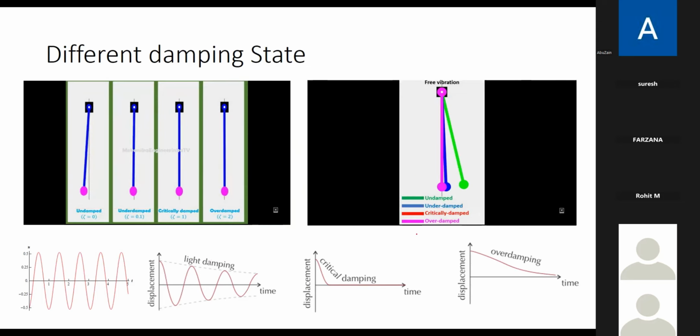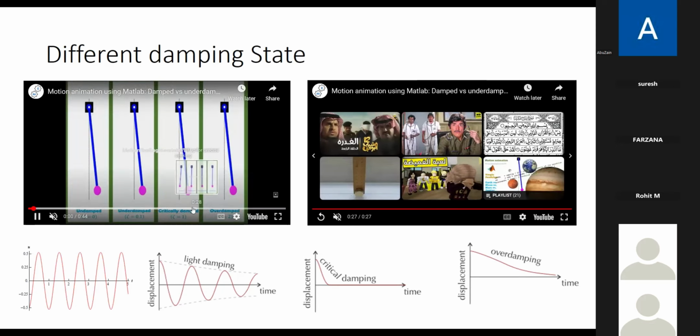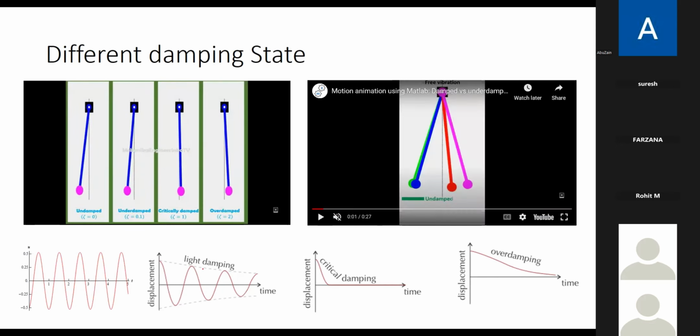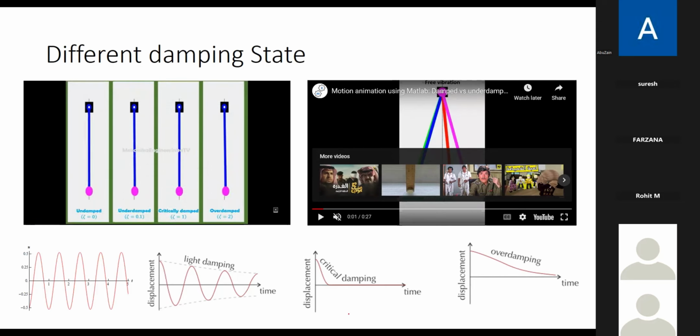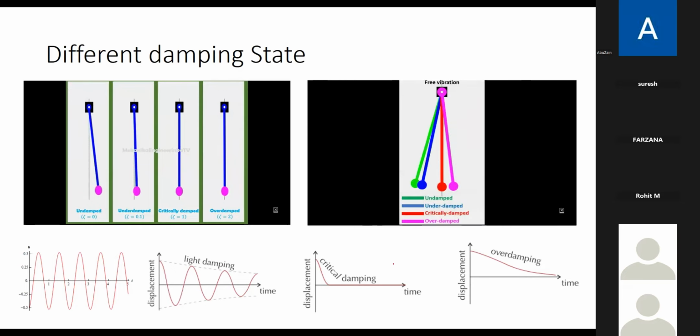Critically damping means, you see here exactly, it does not go through one complete oscillation. It starts, it comes to its rest position. So this is called critically damped. So let's say critical damping is 100%, which means within one oscillation, it does not complete even one oscillation.